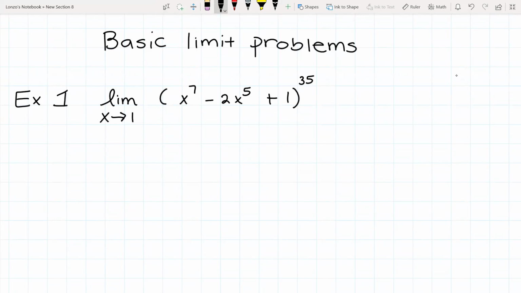So your goal for limits is not to get anything with infinity over infinity or anything with a 0 on the bottom. That's our goal. So this one's pretty simple because if you just plug in 1 into x, you're going to get a number, right? So that's what I'm going to do.